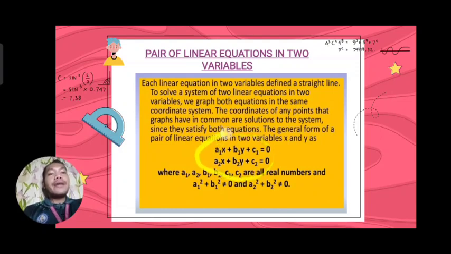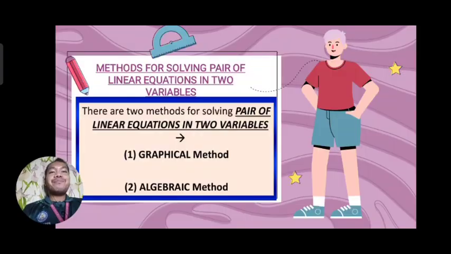So this one, where a sub 1, a sub 2, b sub 1, b sub 2, c sub 1, and c sub 2 are all real numbers, and a sub 2 squared plus b sub 1 squared is not equal to 0. Same goes with the other.